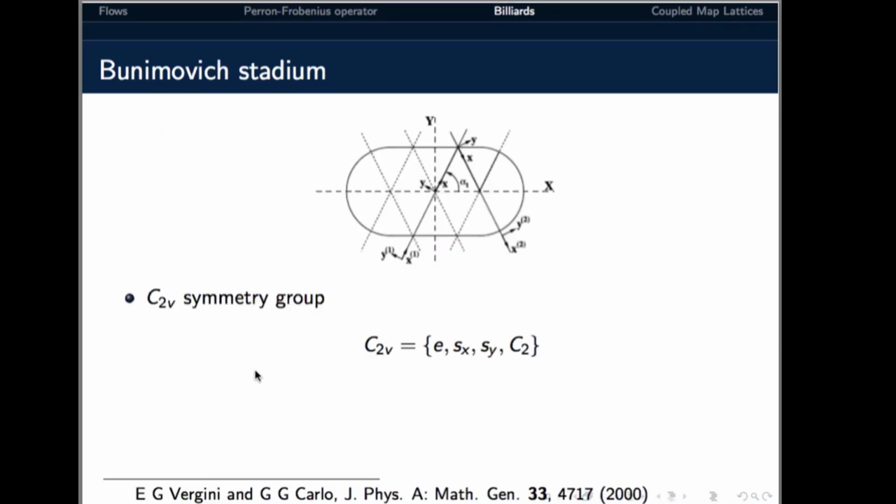So another system that we're familiar with, and that was introduced when we talked about billiards, is the Bunimovich stadium. The Bunimovich stadium has the stadium shape, and it's got 2 axes of symmetry, right? The X and the Y. And then it's got an additional symmetry, which is the C2 symmetry, that is X, Y to minus X, minus Y, so this mirror symmetry around the origin. So the symmetry group is C2v, which is formed by the identity, then SX, SY, so these are flips around the X-axis and the Y-axis, and then the C2, which is again this mirror with respect to the origin, right?